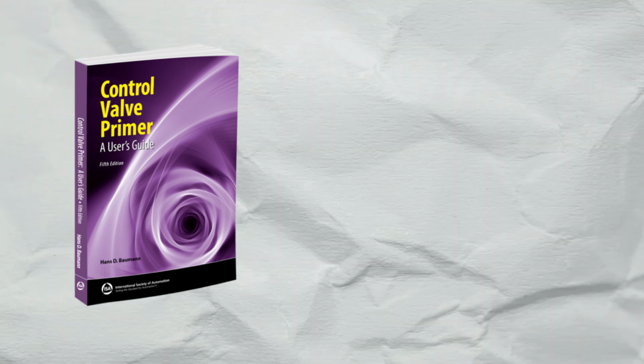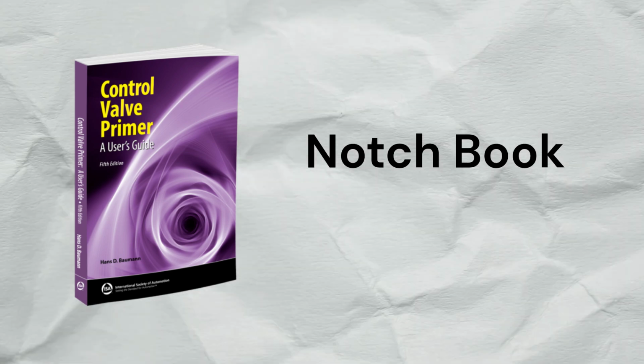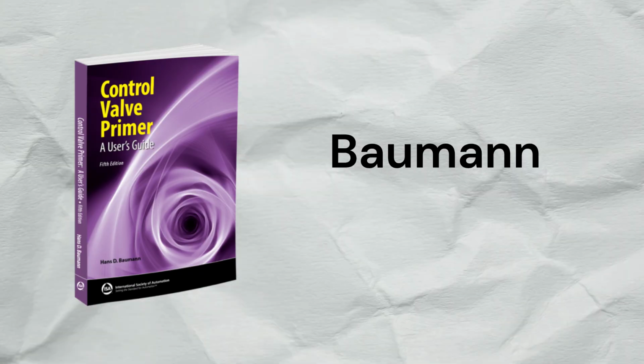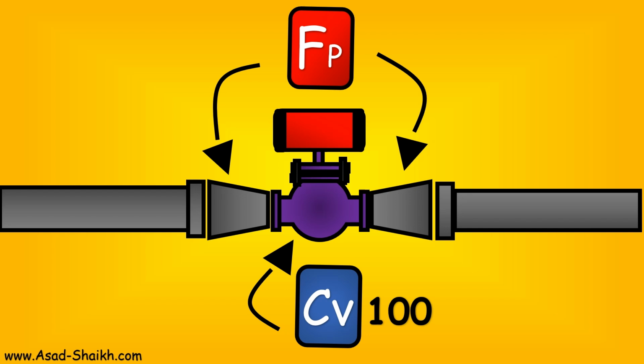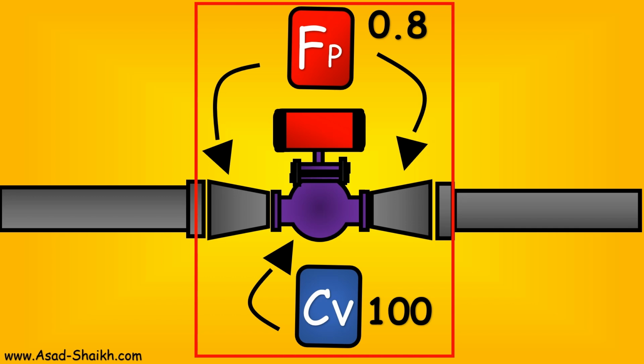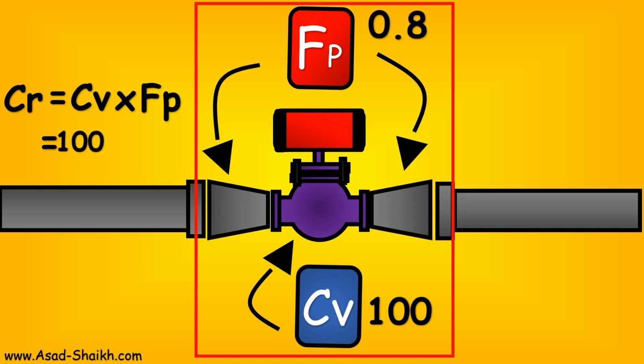We will take this understanding from Control Valve Primer, a top-notch book for control valves by Hans D. Baumann. If you look at a valve, let's imagine the CV of the valve to be 100, and the piping geometric factor is called FP, which let us assume here to be 0.8. Now the resultant CV of this entire system can be called CR, for example, which will be equal to the CV times the piping geometric factor. So for example, if your valve has a CV of 100 but the FP is 0.8, you will only have a resultant CV of 80. That means a huge difference is lost just because of the piping geometric factor.